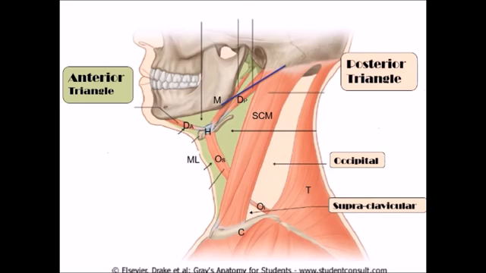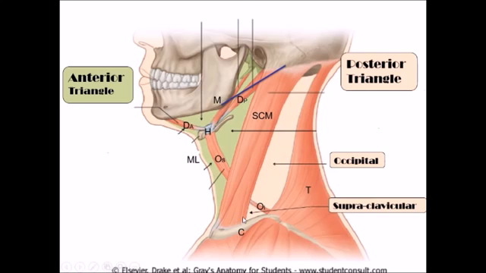Now going to the next triangle, the smaller triangle in the posterior triangle, that is called the supraclavicular triangle. It is called supraclavicular because it is above the clavicle. Supra means above. This is also called the subclavian triangle. We will discuss that.